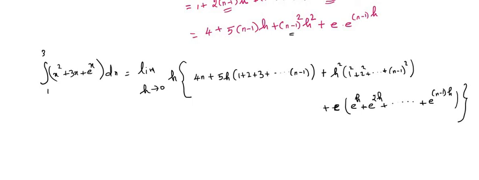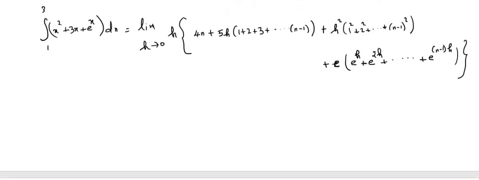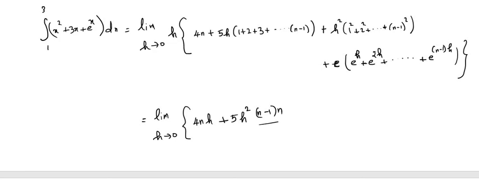Okay, now we can apply the formulas. Apply the formulas and simplify. Afterwards, take h inside, then substitute the value, that is limit h tends to 0. This is 4nh. I am taking h inside and also applying the formula. This h, if I take inside, with the 5 term we have h square, and this becomes n minus 1 into n by 2, the sum of the first n minus 1 natural numbers.